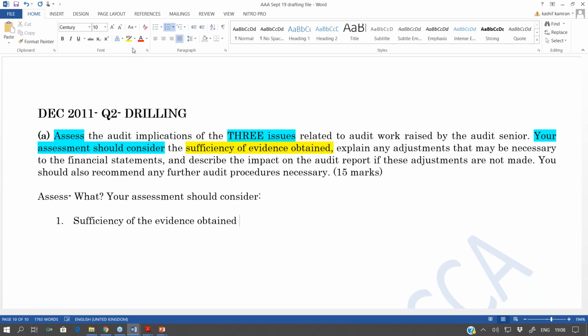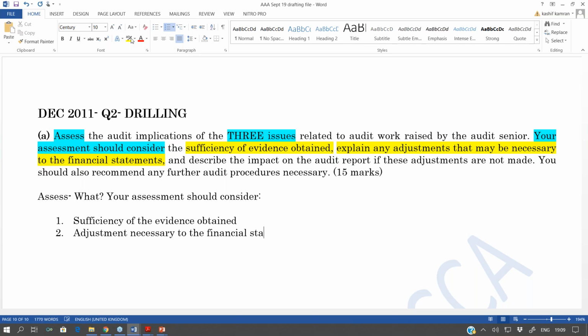Number two, explain any adjustments that may be necessary to the financial statement. So we need to explain the adjustments. Adjustments means the accounting entries. Adjustments necessary to the financial statements.